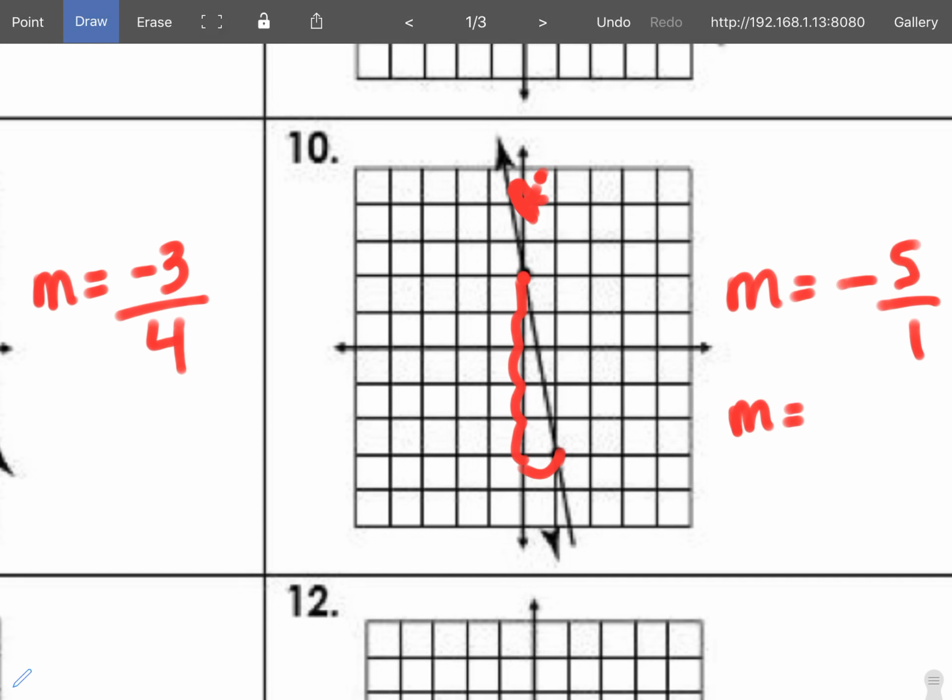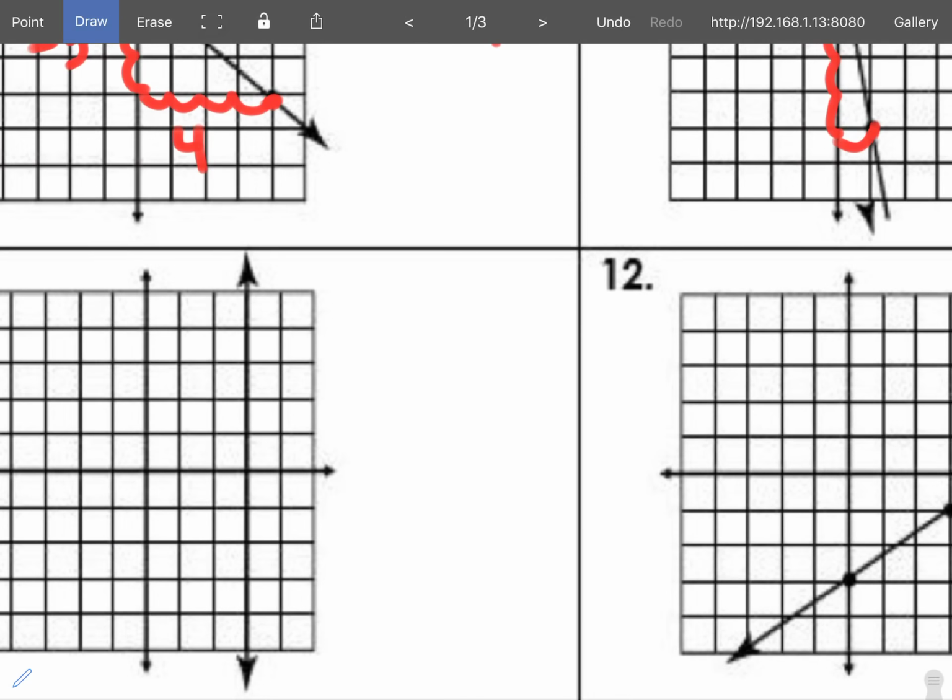What is a negative 5 over 1? It's just itself on the top. Anything over 1 is itself. So negative 5 over 1 is negative 5.